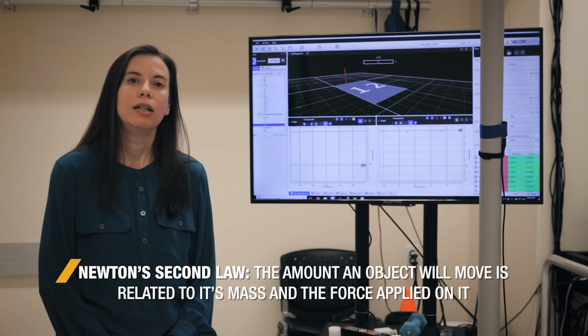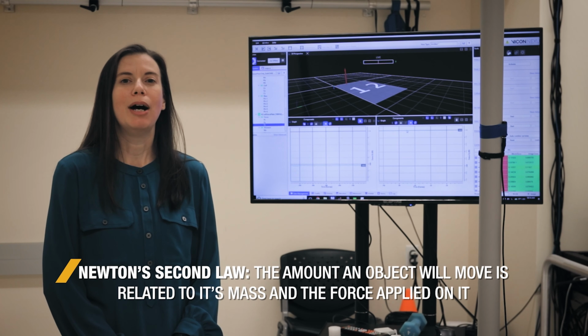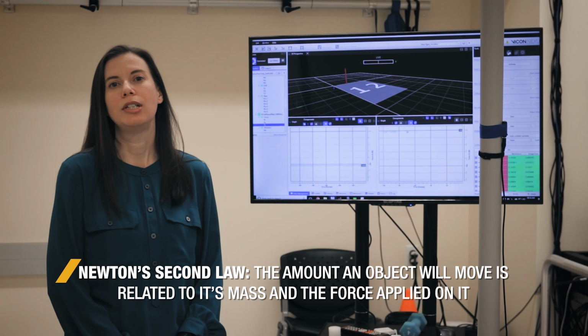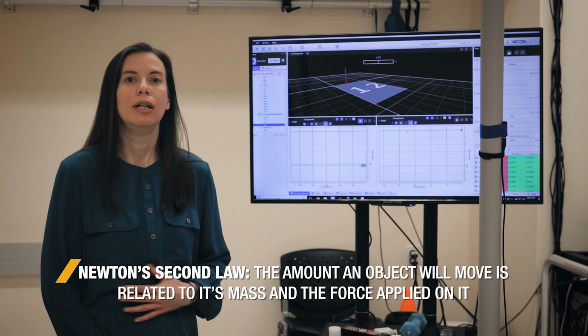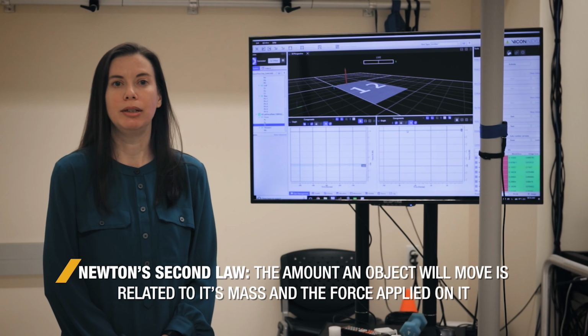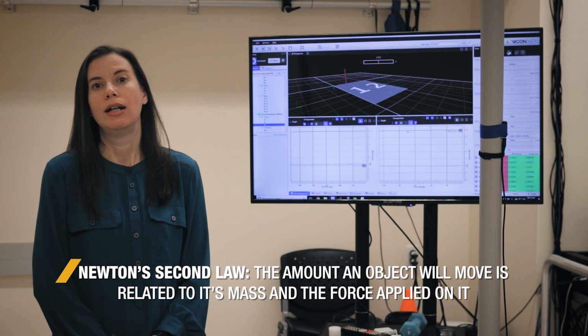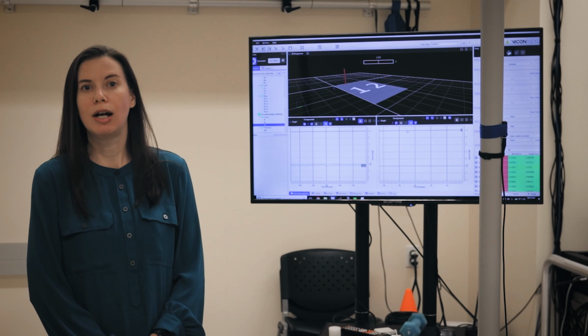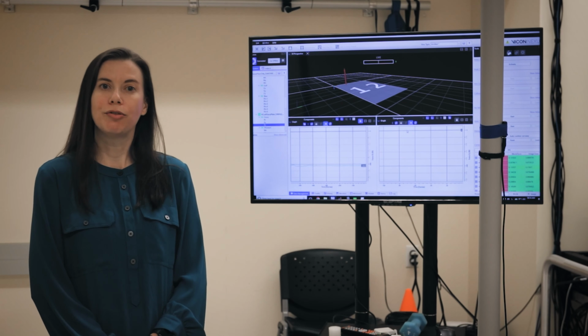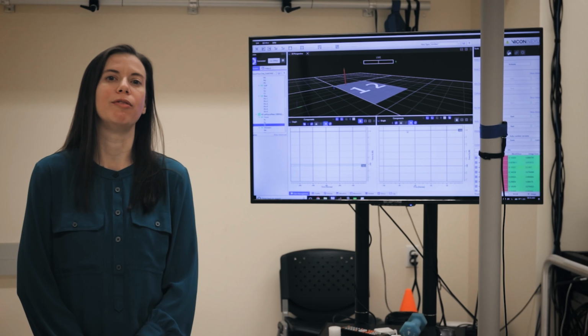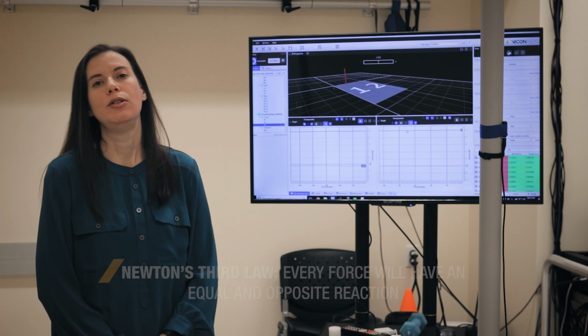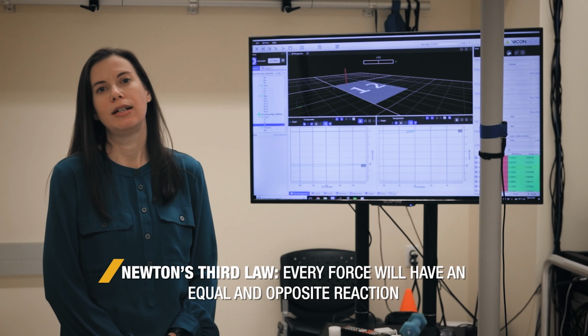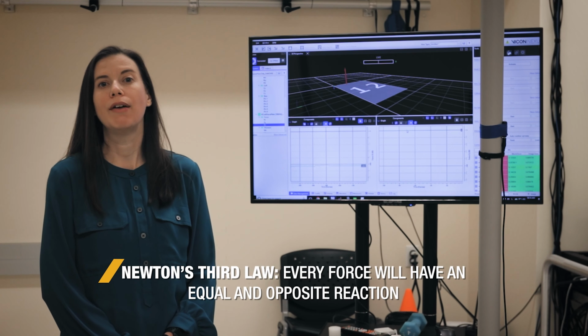Newton's second law is that the amount that I'm going to move is going to be related to how heavy I am, as well as the force that's applied to me. It also means that depending upon how fast I'm moving, I might have to apply larger forces from my muscles to prevent a fall.